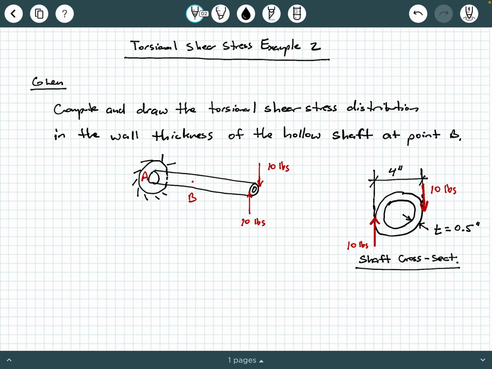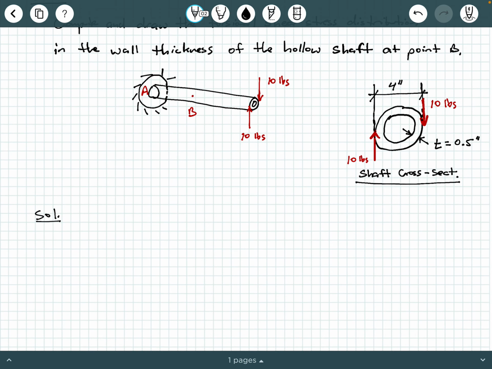Maybe pause the video, write and draw all this out on your paper, and really visualize what's going on here. So let's write the solution now. We know that the governing equation for torsional shear stress is tau equals T rho over J, where rho is a radial distance measured from the center of the shaft outwards, T is the internal torque moment, and J is the polar moment of inertia of the cross section.